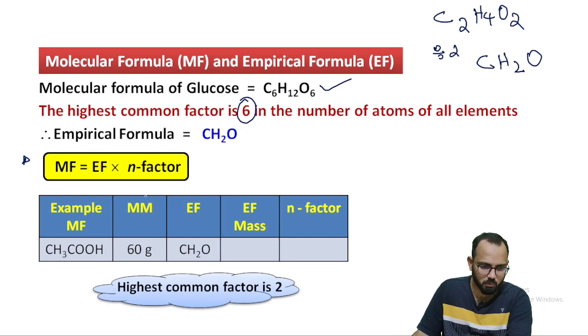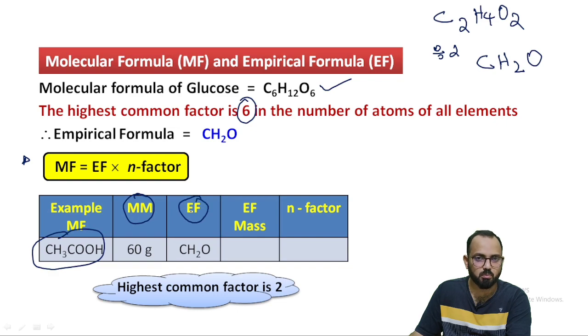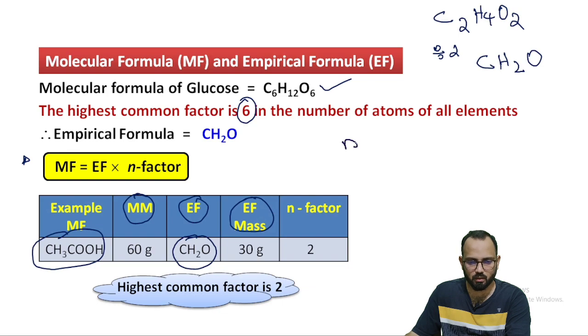This is the mass of the actual atoms present in a molecule, that is the molecular mass. This is the empirical formula, the simplest whole number ratio of atoms present in a molecule. This mass is the empirical formula mass, calculated from the empirical formula. What am I going to get? 30. What is going to be the n factor? What do I have to do? Molecular mass divided by empirical formula mass. So 2. So you got the equation. If you want to find n, how will you find it? Molecular mass by empirical formula mass.